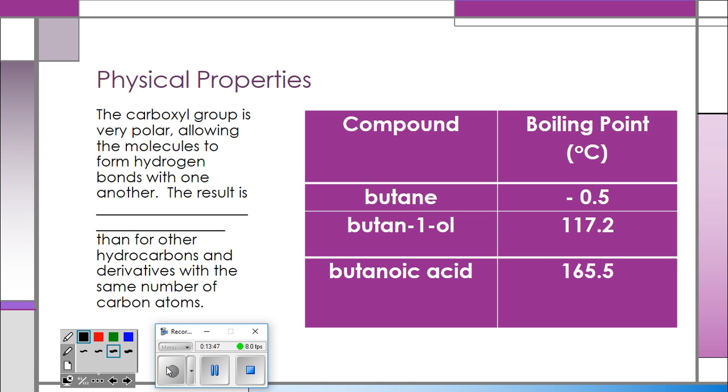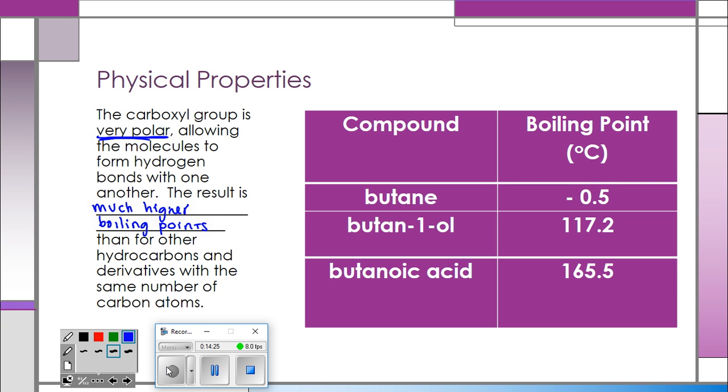Unlike other things that we've seen before, the carboxyl group is not just polar, it's very polar, even more polar than just the hydroxyl group. So hydrogen bonds can form. The result is much higher boiling points than for other hydrocarbons or derivatives with the same number of carbon atoms.